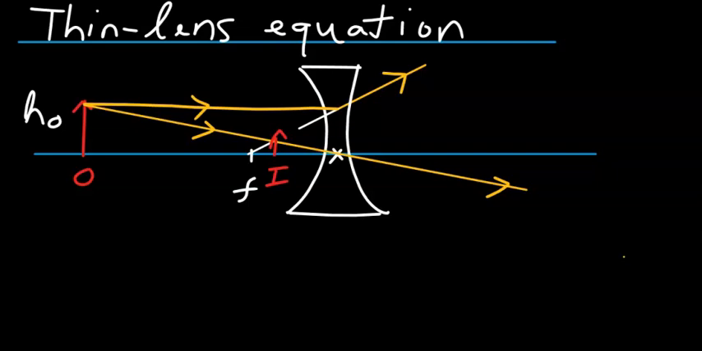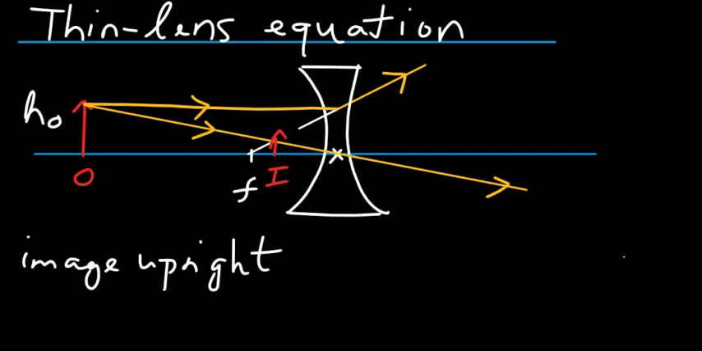And as you can see, the image is an upright image. And because light is not actually passing through that image, because this is the extrapolation, it's known as the virtual image.